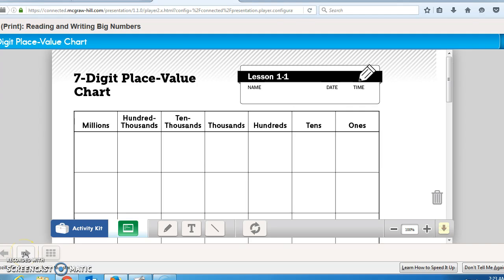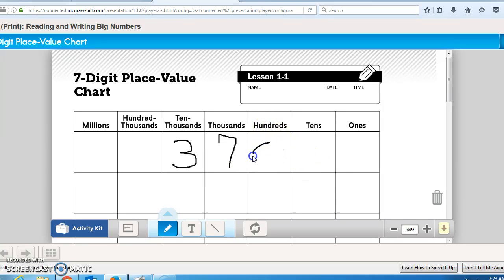Now let's practice writing some numbers. The first number that I want you to write is 37,084. Well, 30,000 means there must be 3 10,000s. 37,000. Well, that means the 7 must go in the thousands place.